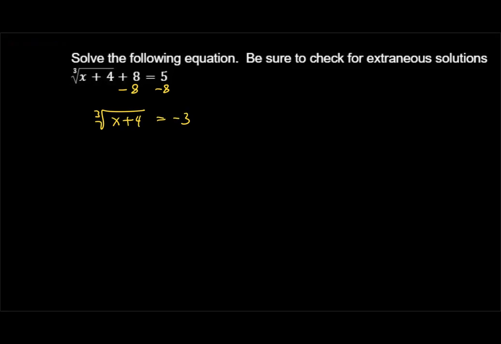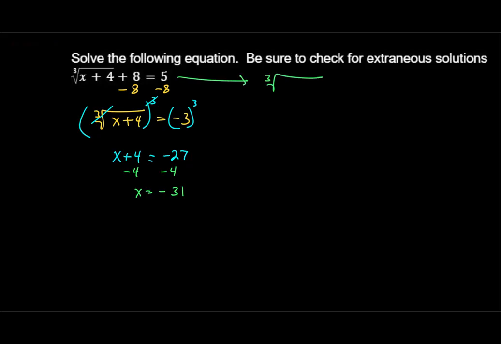equals negative 3. And this time when we get rid of the radical, we're going to be cubing both sides instead of squaring. Cube rooting and cubing are opposites or inverses and will cancel out, leaving me with x plus 4 equals negative 3 to the third, which is negative 27. And then we have one more step to finish getting x by itself, subtracting 4 from both sides, giving us x equals negative 31.